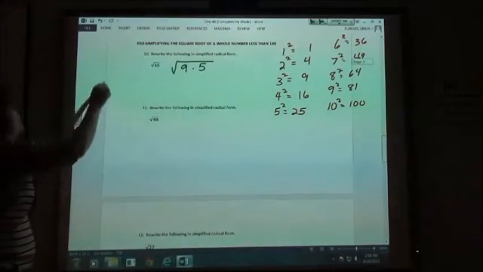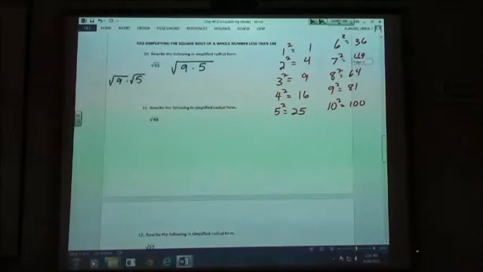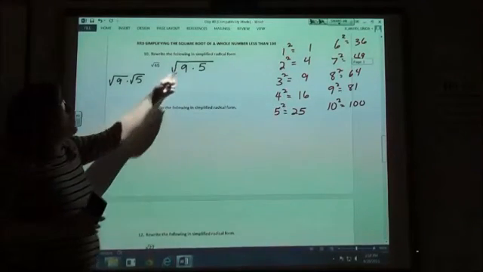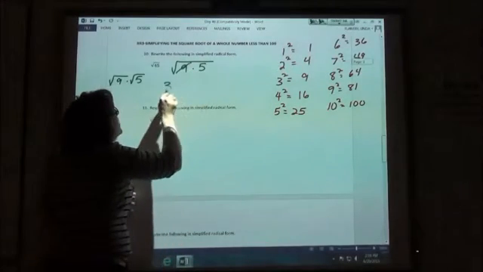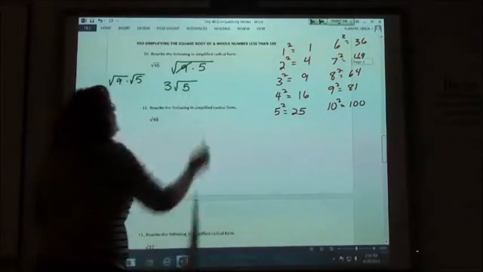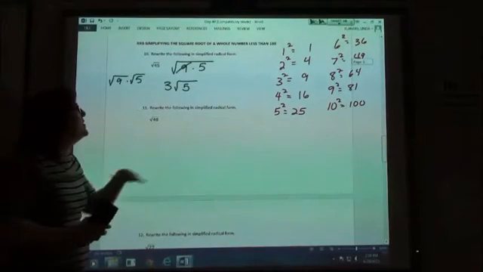Now if I wanted to, I could write it as the square root of 9 times the square root of 5 and make 2 separate square roots. I'm just going to leave 1. Then what I'm going to do is take the square root of the one that's a perfect square. The square root of 9 is 3. So I write it as 3 times the square root of 5. Of course, I don't need the times sign in between. I can't even talk today.